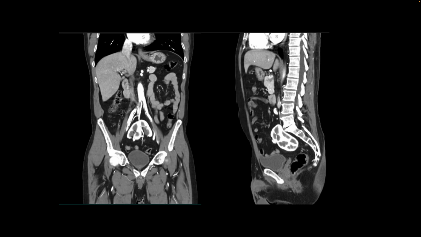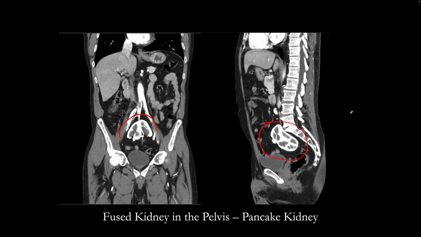Here is our next patient, and on the contrast-enhanced CT of the abdomen and pelvis, we find that the kidneys are not present in the retroperitoneal space on either side, but there is one fused kidney in the pelvis, which is seen right here and also here on the sagittal image. And so the diagnosis here is fused kidney in the pelvis, which is also called pancake kidney.